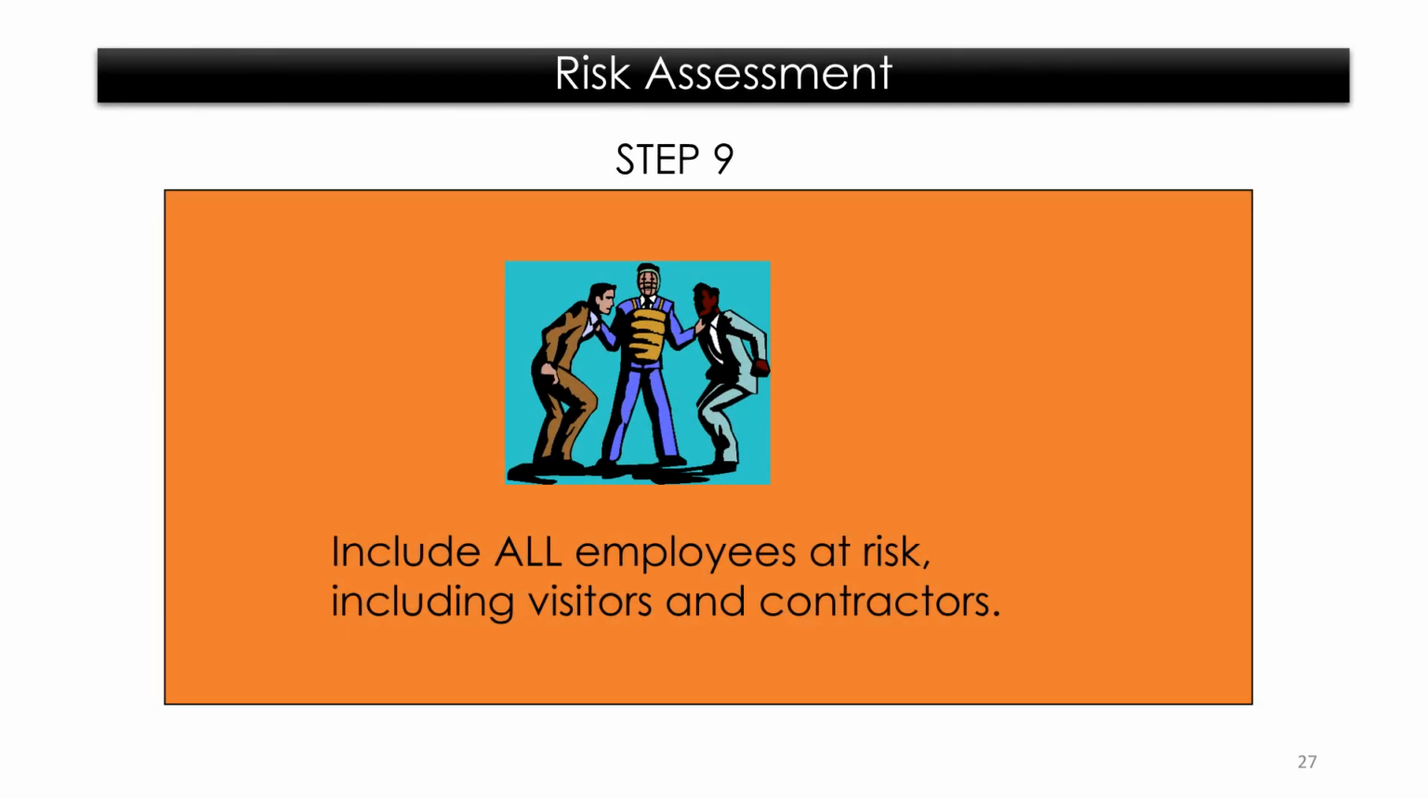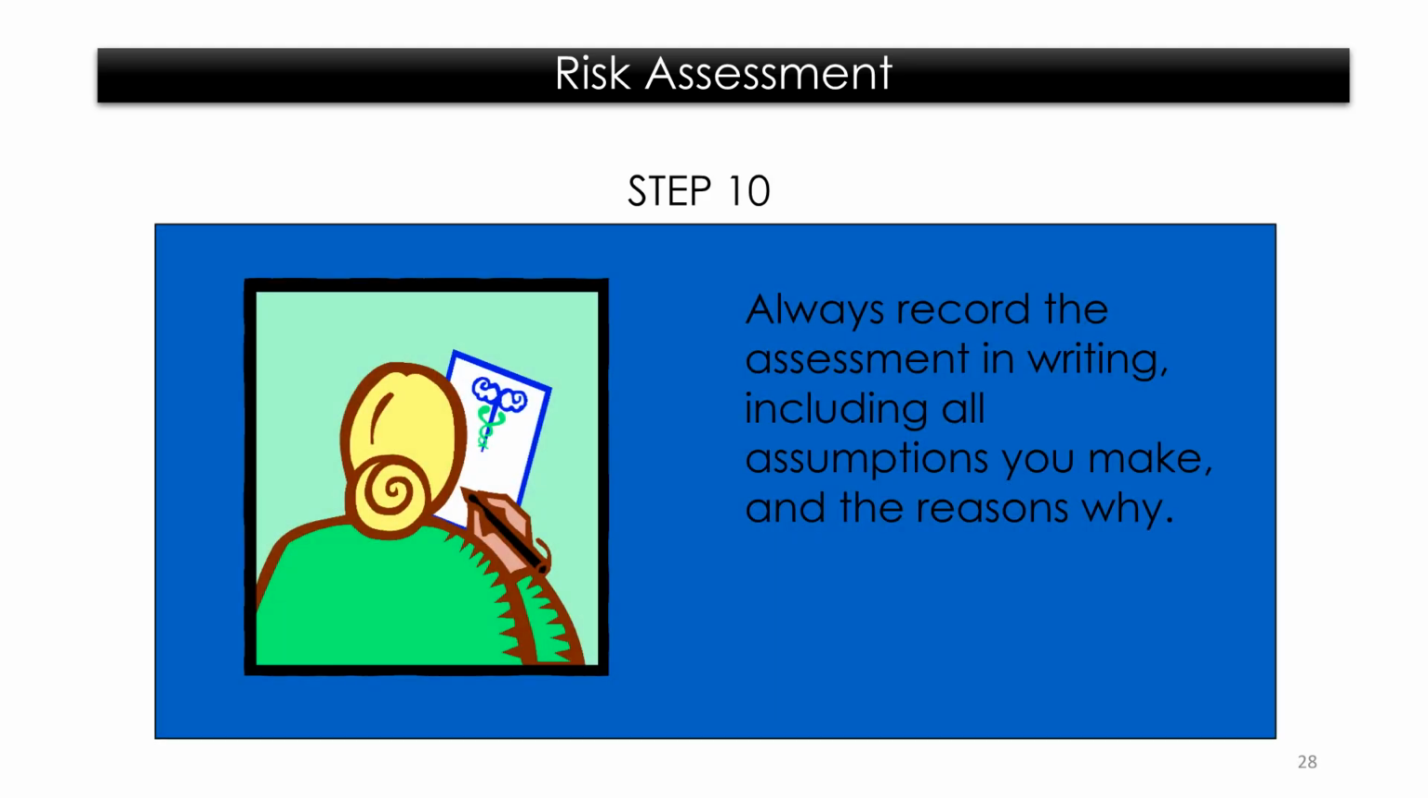Step 9 reminds us to include all employees at risk, including visitors and contractors, in the assessment. A comprehensive assessment covers everyone exposed to the potential dangers. Finally, Step 10. Always record the assessment in writing. Include all assumptions you make and the reasons behind them for clear documentation and accountability.